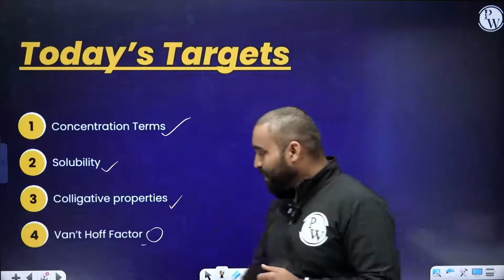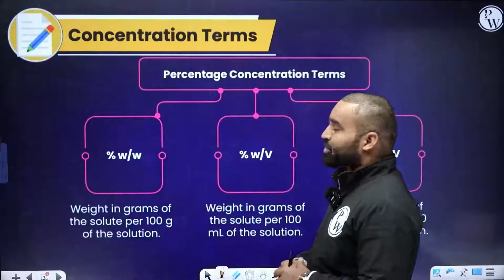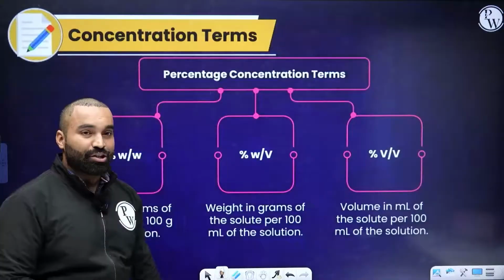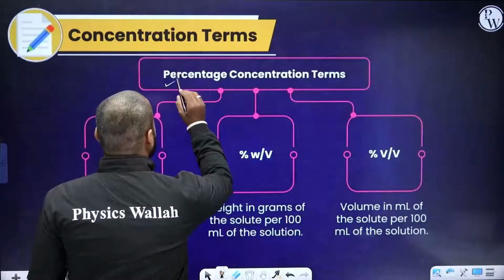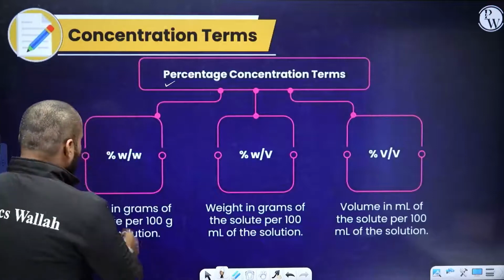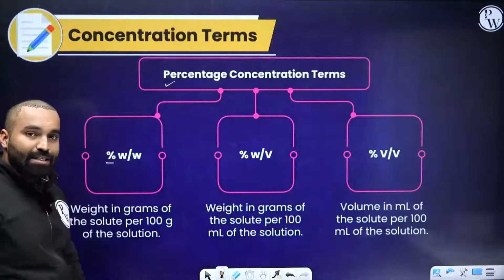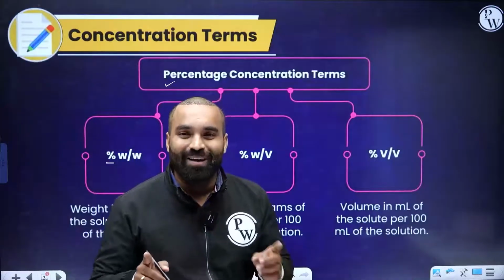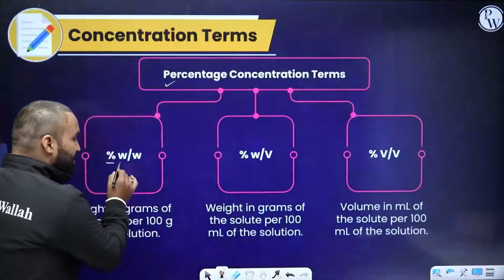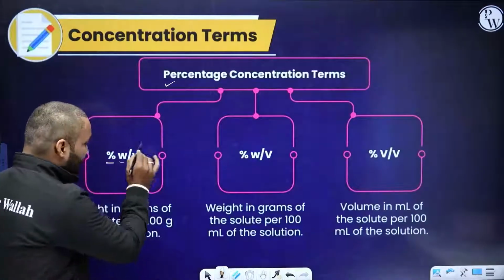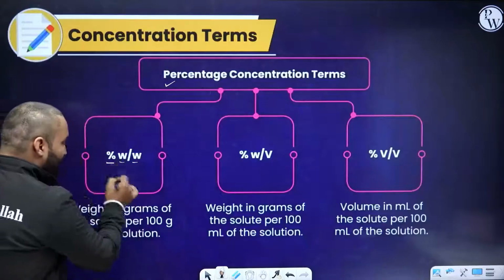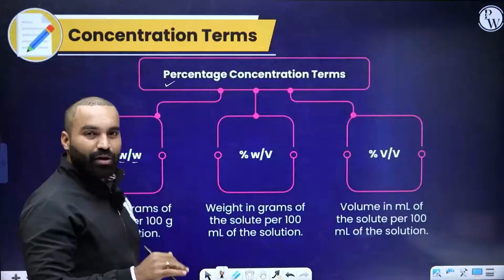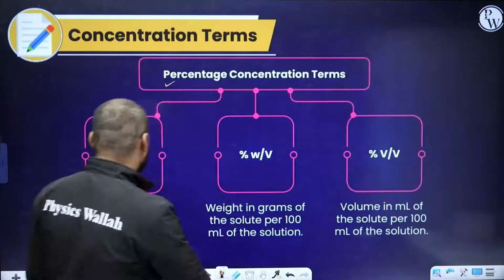Okay, so let's begin, everybody, with the first topic. What are concentration terms? Be very focused. Percentage concentration terms are the first thing we are going to discuss. There is a symbol written as a percentage. Whenever we talk about percentage, it is always out of 100, right? And this W is the symbol used for mass. This W is also a symbol used for mass. So what I mean by writing W by W is weight by weight percentage, or you can call it percentage weight by weight. A very important term it is.